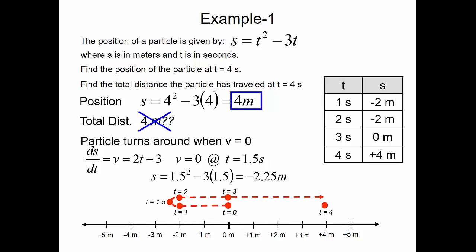So at a time of 1.5 seconds, my position is equal to 1.5 squared minus 3 times 1.5, which is equal to -2.25 meters. So the object travels 2.25 meters to the left, and then travels back 2.25 meters to the right, plus another 4 meters to the right, which gives me a total distance traveled of 8.5 meters.